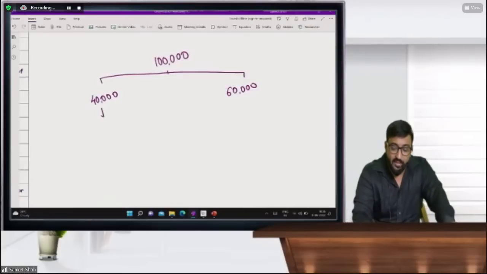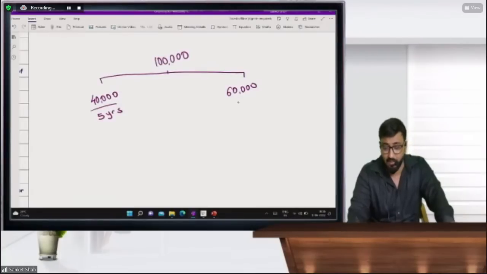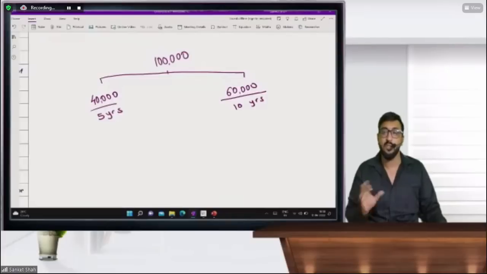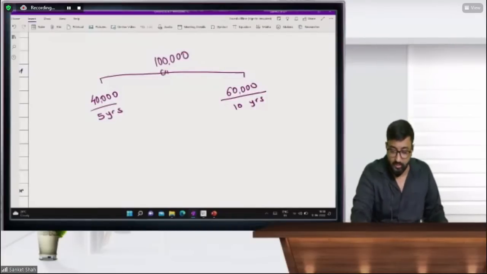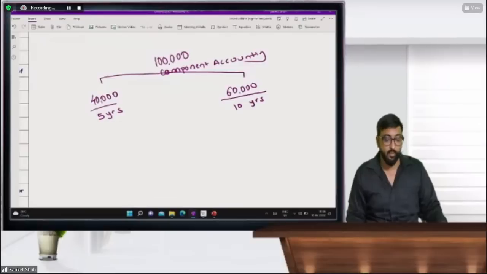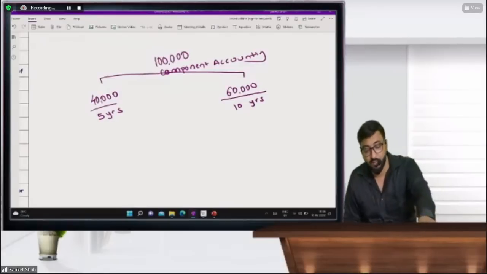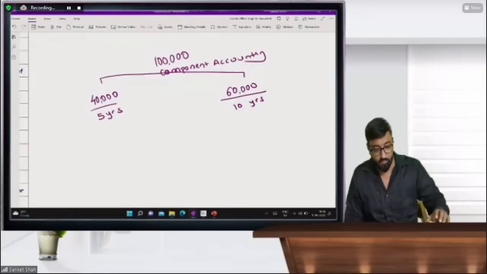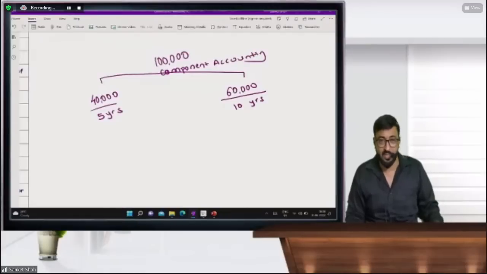Now this compressor life is 5 years. Assume life is 5 years. This is just an example. And assume the life of the other part is 10 years. So this is component accounting. When you do this, and this is allowed in accounting standard 10. Previously there was no concept of component accounting beta, but now there is a concept of component accounting.